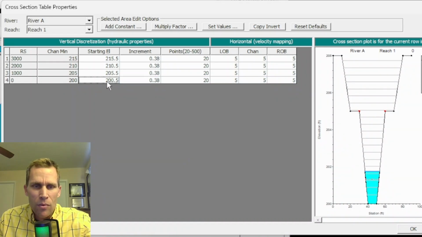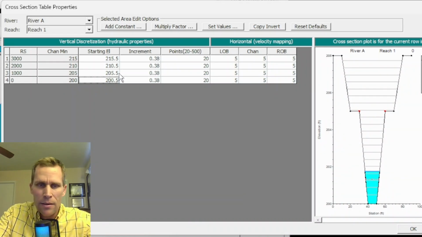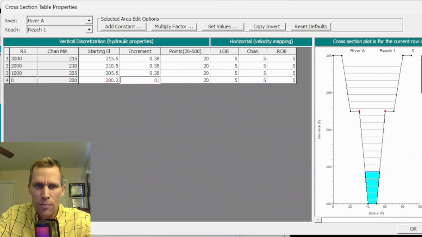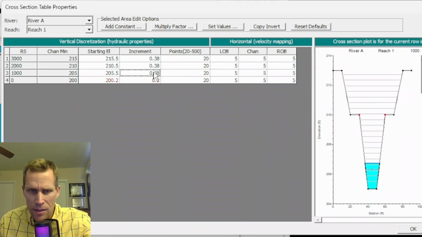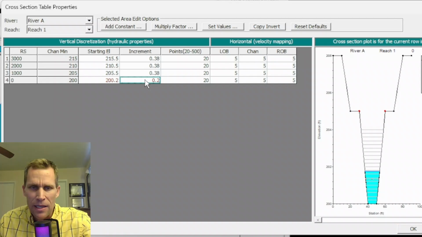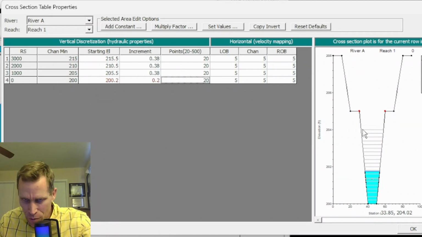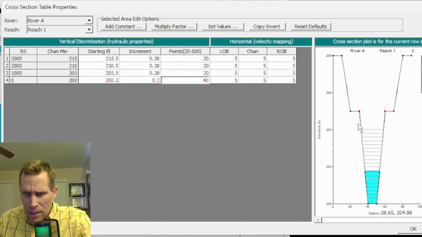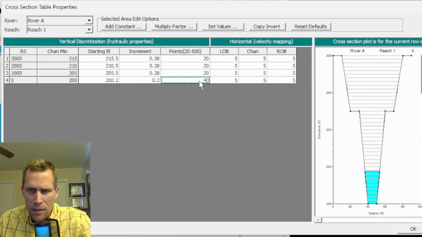It's starting at 200.5. So what if I started at 200.2, and then for the increment, I could change that to 0.2. It hasn't quite updated the image yet, so there we go. If I click off and then click back on that row, it updates the image. But at 0.2, if we're only using 20 points, it only goes up to about 204. So let's increase that. I'll just change the 20 to 40. It hasn't updated yet, so let me click off and click back on. And it looks like 40 is sufficient.